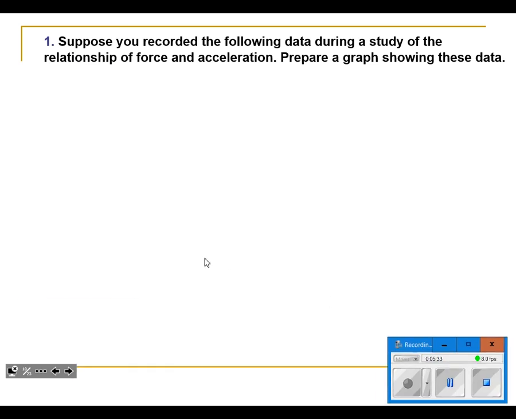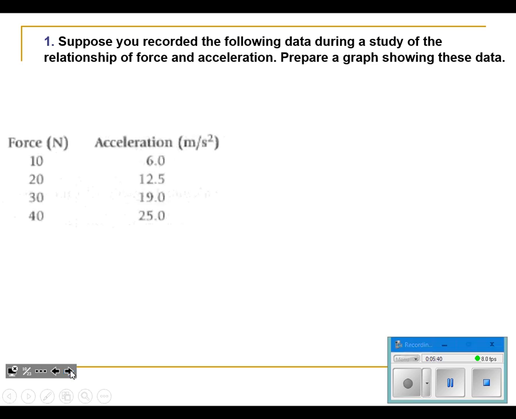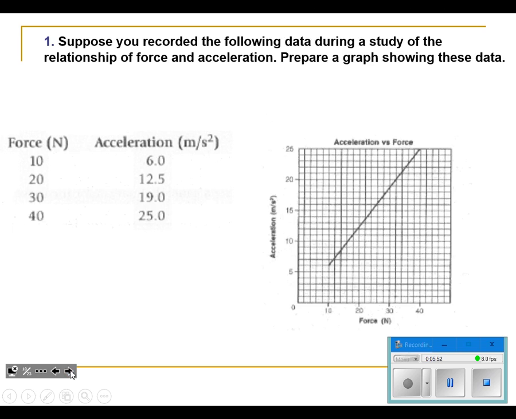So suppose you record the following data during a study of the relationship of force and acceleration. I want you to prepare a graph. The first thing is, which one's the independent, which one's the dependent? We're choosing to change the force, and we're then going to measure the acceleration. And then we would label. Force goes on the X, acceleration goes on the Y. Force was measured in newtons, and acceleration was measured in meters per second squared. We have a title, we have a scale, and we graphed.